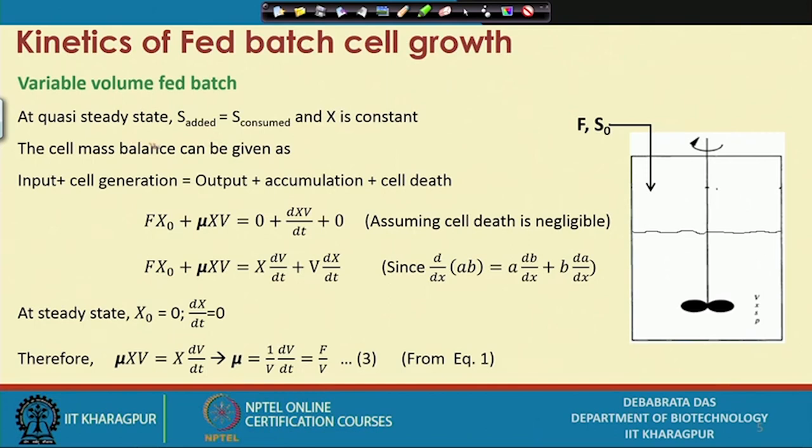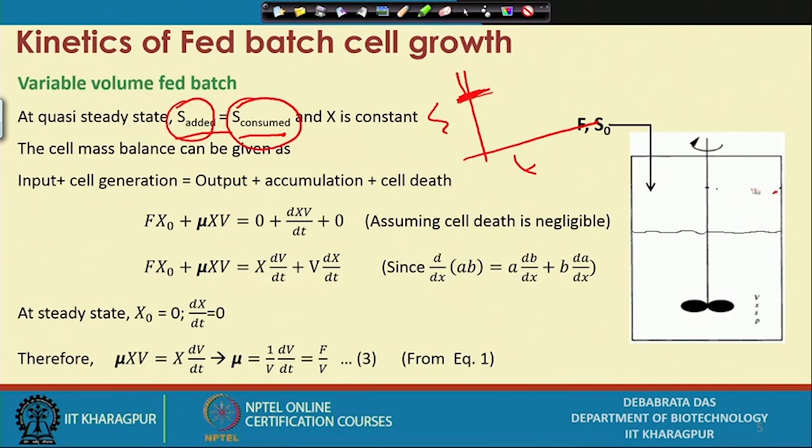Now, in the quasi steady state condition, substrate added equals substrate consumed. If you do that, then and only then you can keep on adding the substrate, because you have to maintain the substrate concentration below the inhibition level. Suppose above this level we have substrate inhibition. So, to maintain this level, we have to add the substrate in a manner that whatever substrate is consumed, that substrate you have to add. When the final volume is reached, then you stop the feeding, and the substrate concentration will keep on decreasing with respect to time.